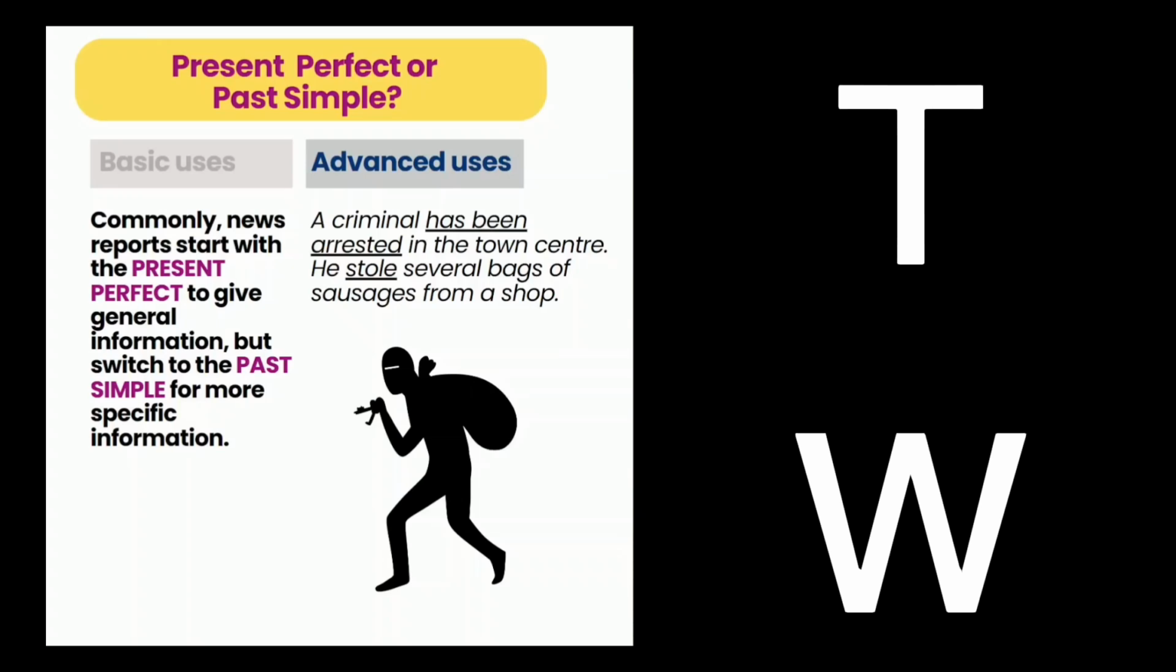Having introduced the information to the reader or listener, we then go in for the specific details. And because when we're being more specific, we're focusing on particular activities that happen at a particular time, then moving into the past simple is quite common.